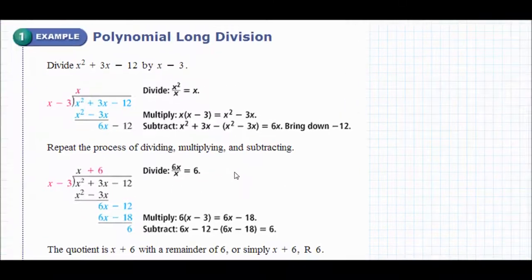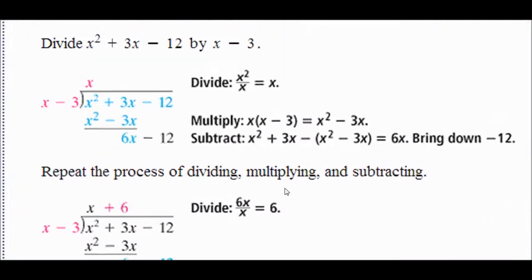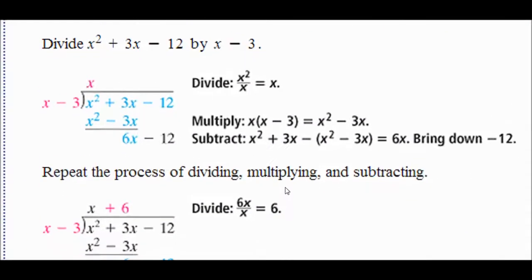So let's look at the example in the book. Using long division, we're going to divide the polynomial x squared plus 3x minus 12 by x minus 3. Well, the first part will go in x. x times x minus 3 is x squared minus 3x. Now we'll subtract those, and you get 6x, because if you're going to subtract, you change the signs: x squared minus x squared, 3x plus 3x, so it's going to be 6x minus 12.